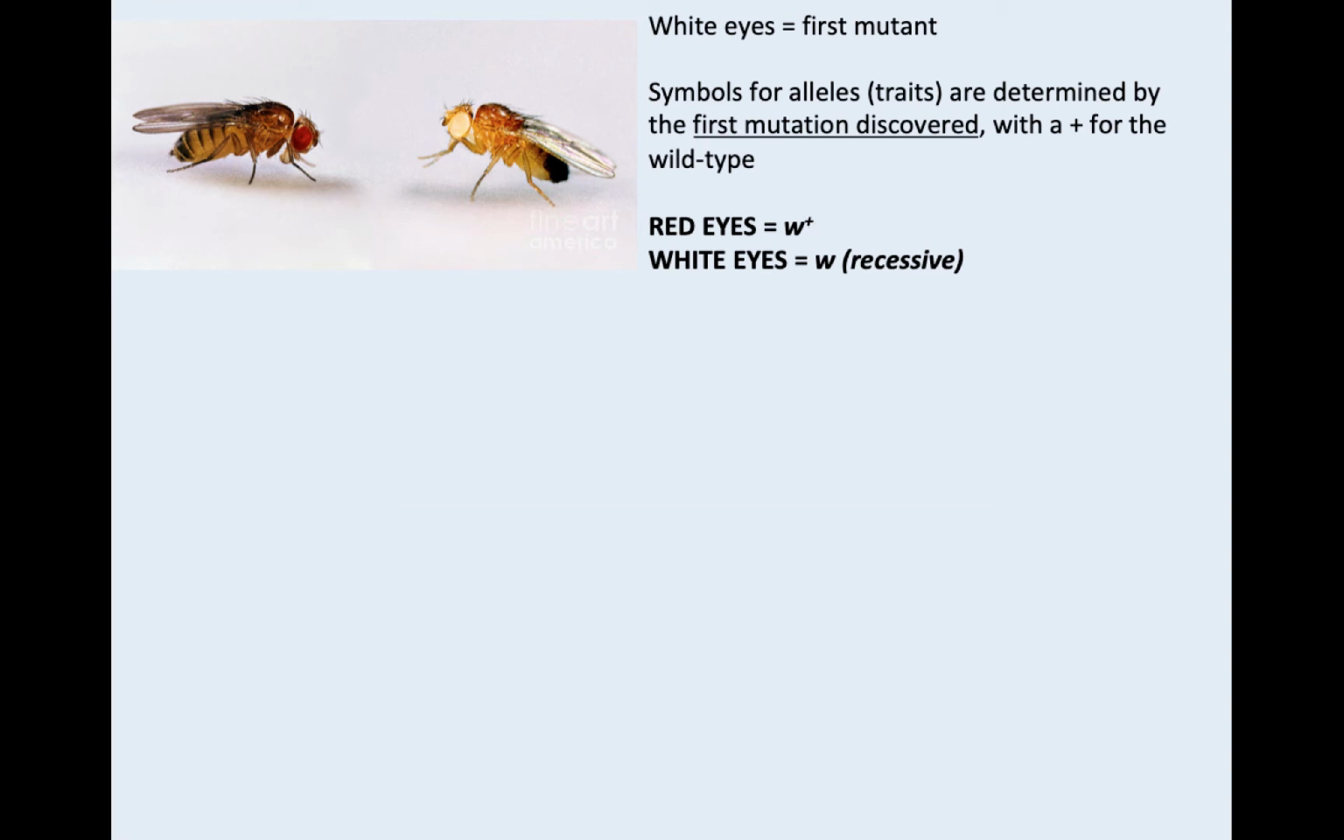All right, so what does the W stand for? It stands for the first mutant that was found, which is white eyes. And we put a plus to distinguish the wild type from the mutant. In this case, white eyes is recessive, and we're going to follow this trait as we go along in these flies.